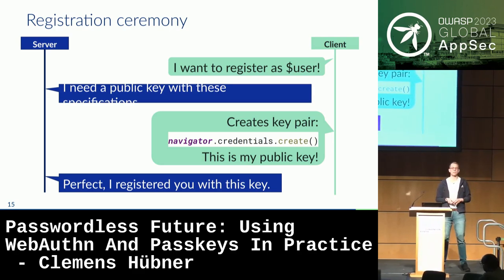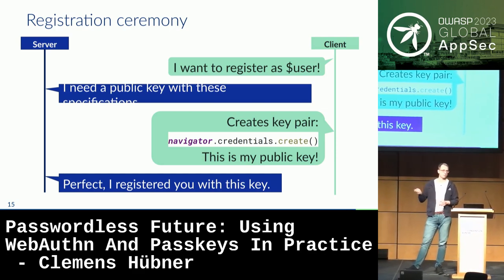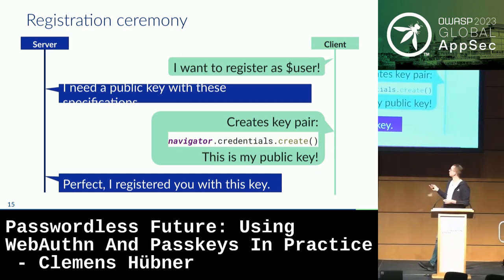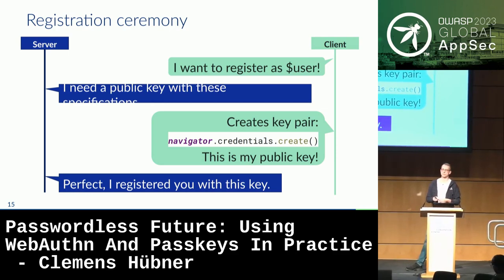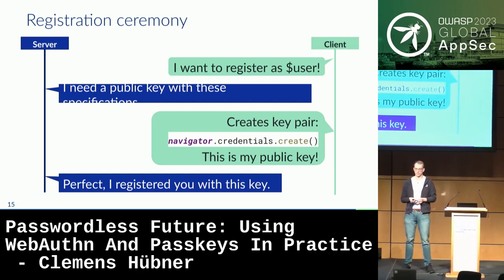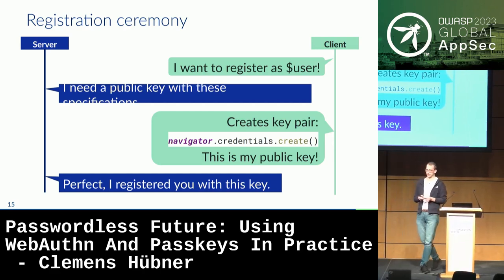Then the browser takes over. It checks what credentials are available. It opens this pop-up. The user can select what credentials he wants to use, a platform authenticator, a cross-platform, an external authenticator. The public key pair is generated on the authenticator and gets back to the web app. And the web app can take this public key, hand it over to the server, and that's basically what the server stores in replacement for the password. So that's what the server knows about the credential that is created.